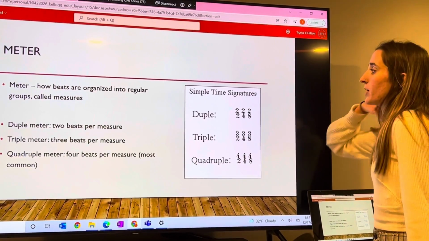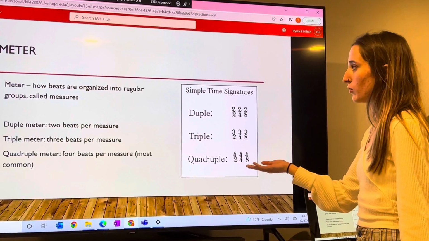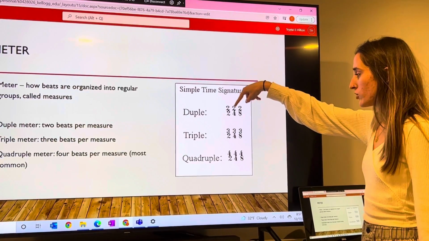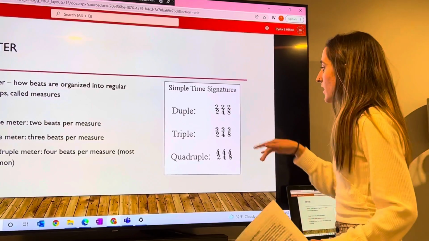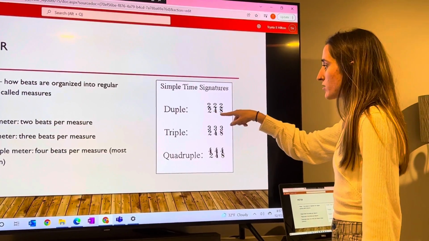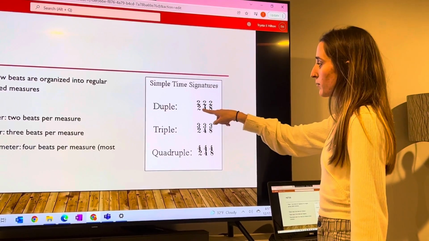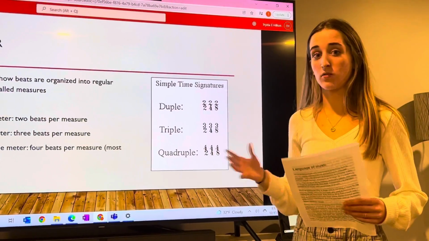Here is a picture of the simple time signatures of duple, triple, and quadruple meters. As you can see, in a duple meter, 2s are set on top, noting that there are 2 beats. And here are the notes determining what beats are being played on. For example, half, quarter, and eighth. Those are the notes that those beats are being played on.